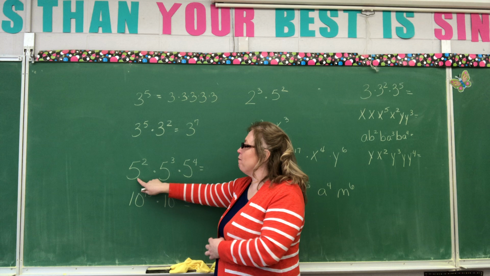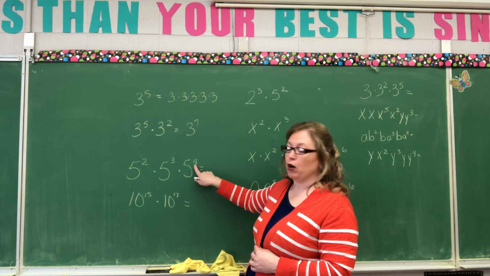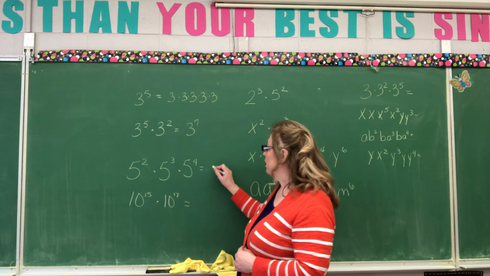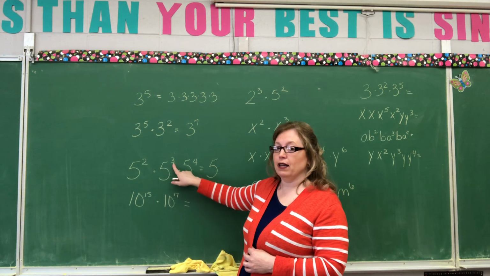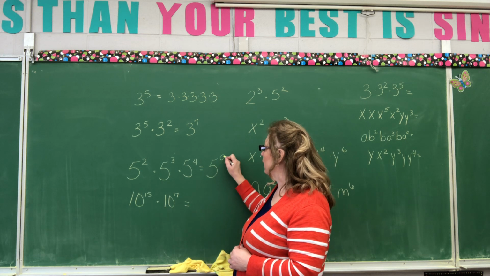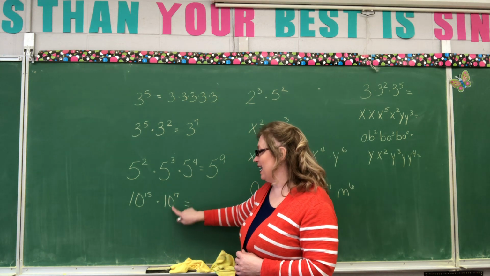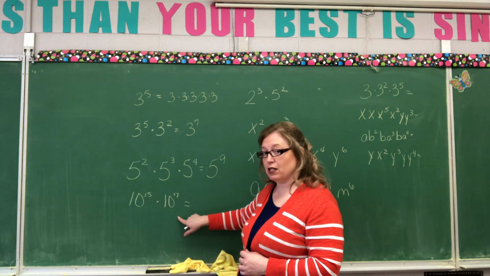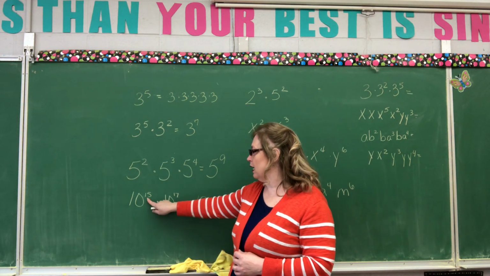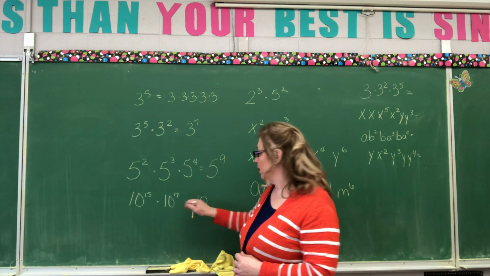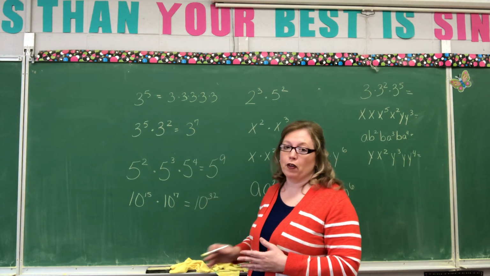Look at this one. You have 5 squared times 5 cubed times 5 to the 4th power. Since the bases are the same, bring the 5 over and add your exponents. 2 plus 3 is 5 plus 4 is 9. Okay? We have 10 to the 15th power times 10 to the 17th power. Our bases are the same, so we're going to bring our base over. Now add your exponents. 15 plus 17 is 32. That's all there is to simplifying them when their bases are the same.